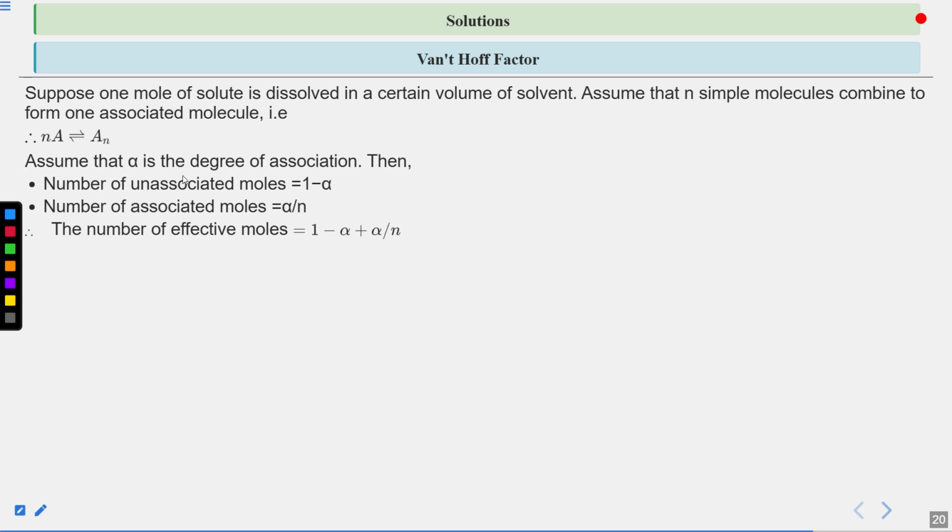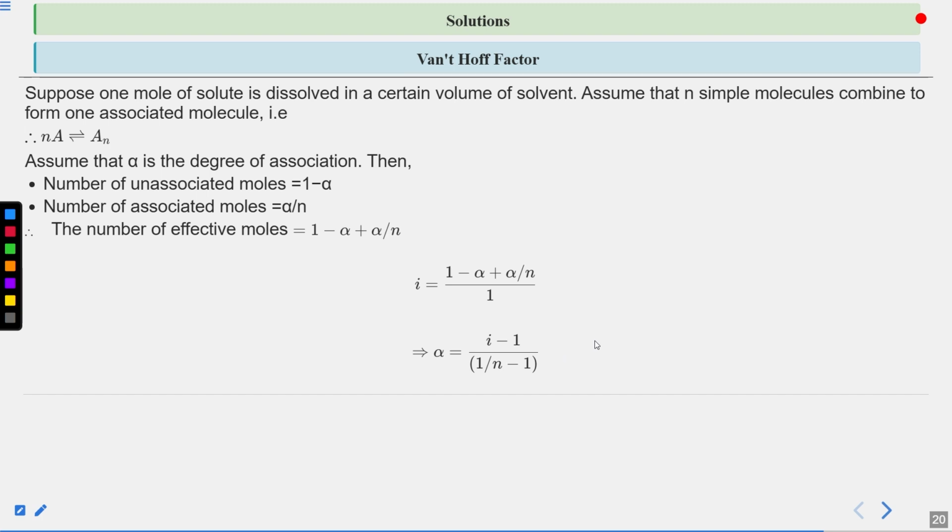Therefore, the number of effective moles will be 1 minus alpha plus alpha by n. Just add these two things. So these are the total number of effective moles after association. Then what is the value of I? We have seen the formula for I: total number of particles after association divided by total number of particles before association. Before association there was one particle only, now we have 1 minus alpha plus alpha by n. So this is the value of I. If you rearrange it, you will get alpha is equal to (I minus 1) by (n minus 1).